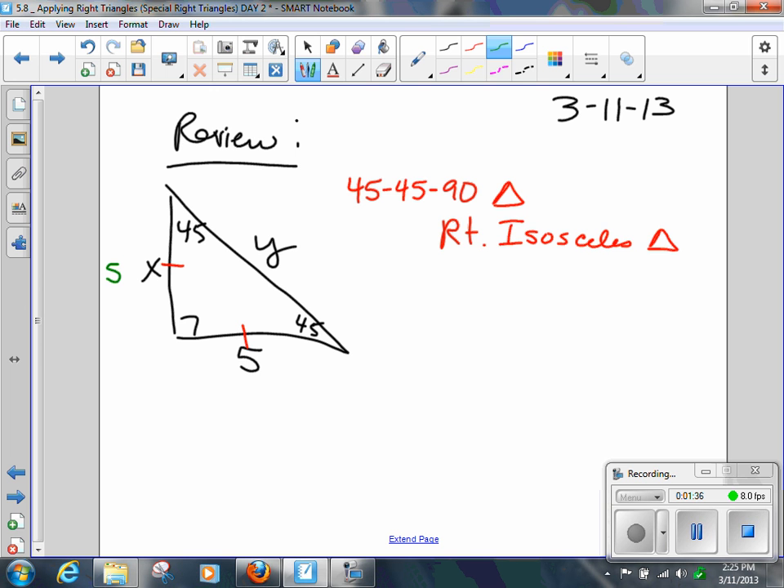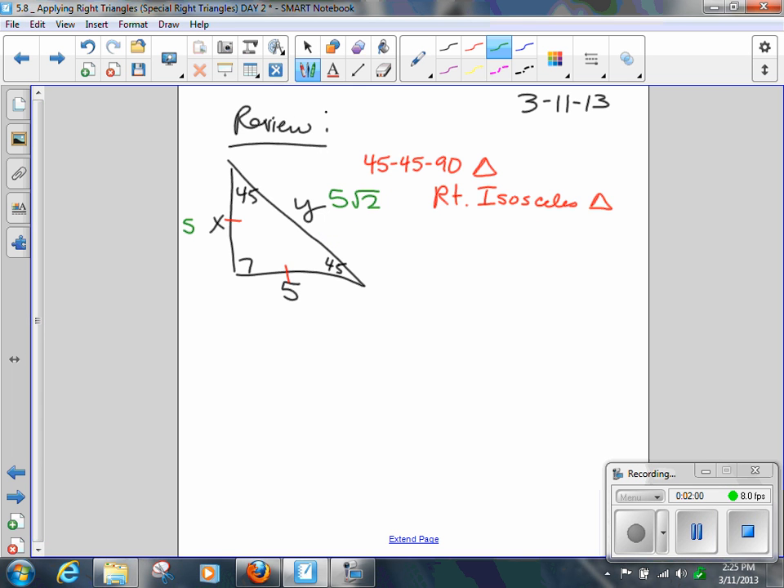What's y? Five root 2. That's all you got to do. That's it, 5 root 2. What did we do? We took the leg and we multiplied the square root of 2 to it, didn't we? Okay. Let's look at another 45, 45, 90. This will help us to review.